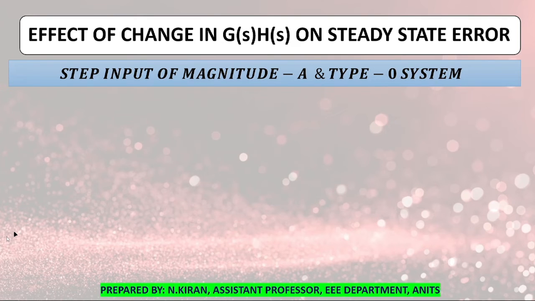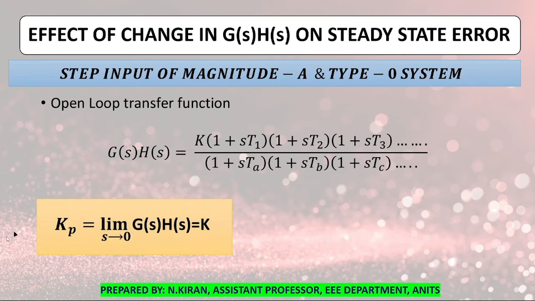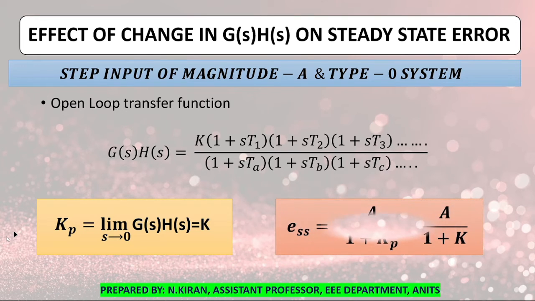Since it is a type 0 system, there will not be any S term in the denominator of the open loop transfer function. So when I calculate the value of Kp for this open loop transfer function, it will give me a constant K. We know that for step input, the expression of ESS is A by 1 plus Kp. So in this case, ESS value will be A by 1 plus K.